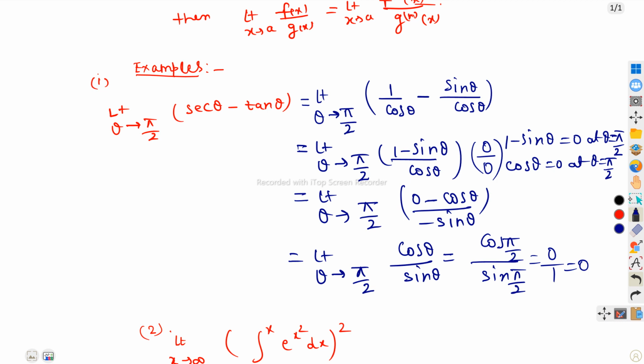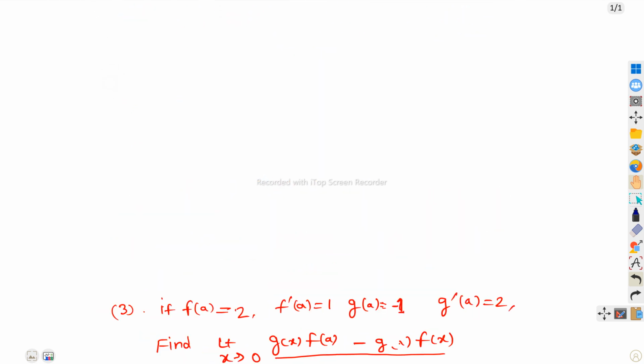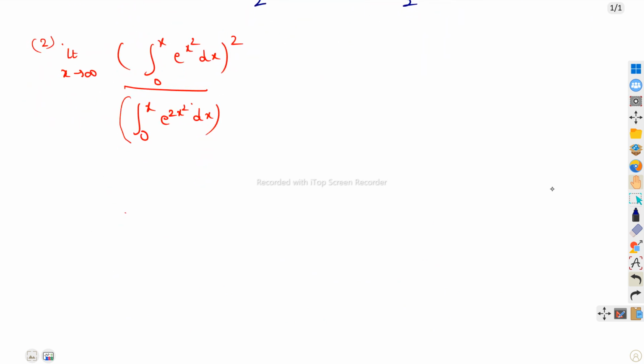Again, we have the second problem. What is the second problem? The second problem is the limit as x tends to infinity of the integral from 0 to x of e^(x square) dx, whole square, upon the integral from 0 to x of e^(2x square) dx.